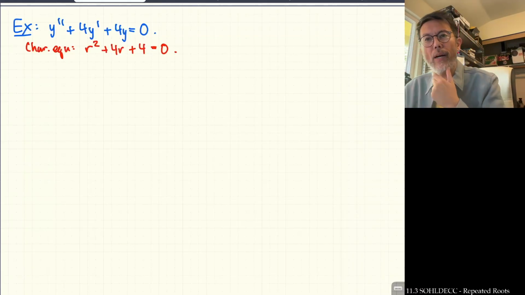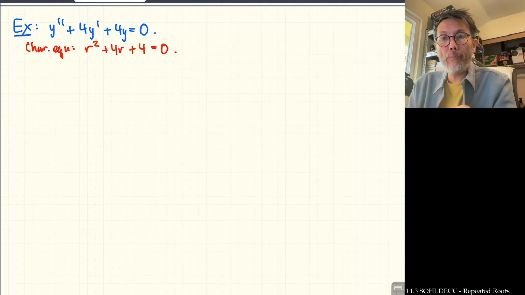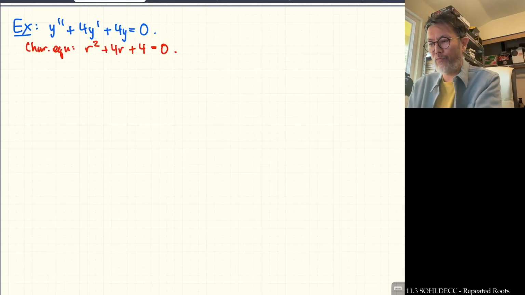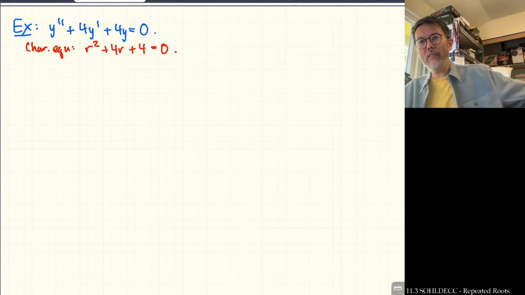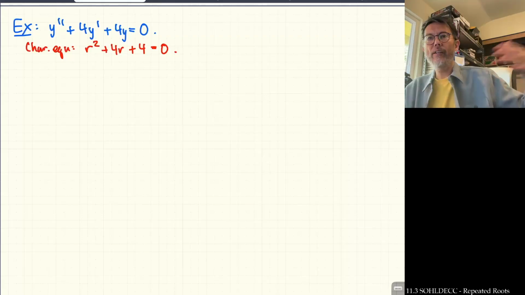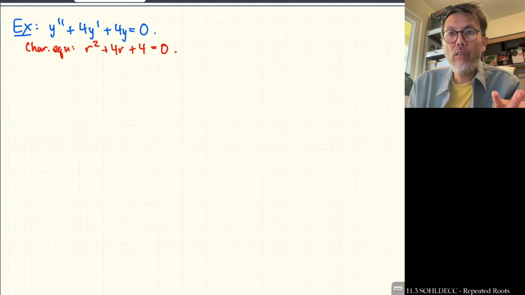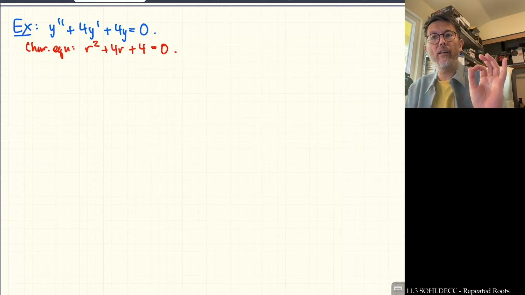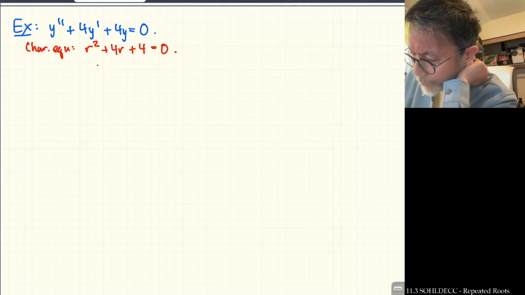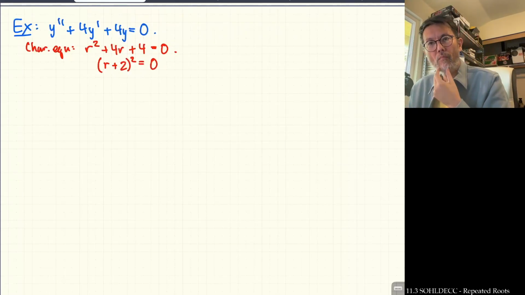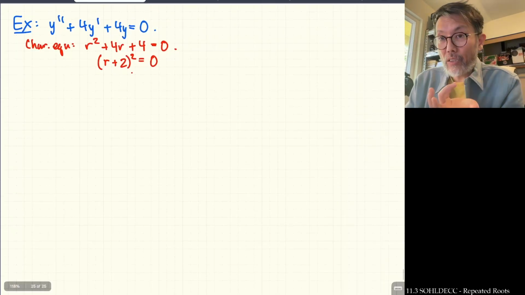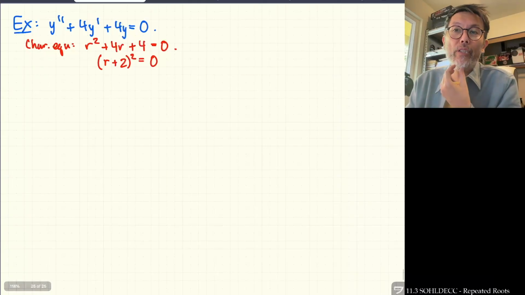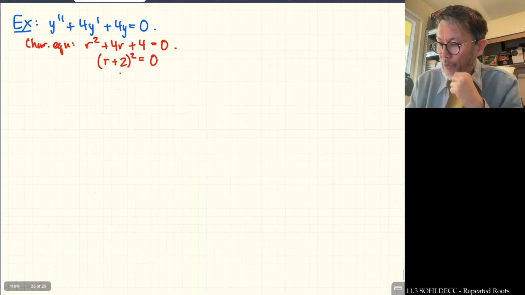And now the point about this is that if you compute its discriminant, b squared minus 4ac, b squared is 16 minus 4 times a, 1, times c, 4. You get 0. Another way of seeing that is that this is a perfect square. You can factor this as r plus 2 squared. Take the square root of both sides, you get that r plus 2 must be 0. So r must be negative 2.